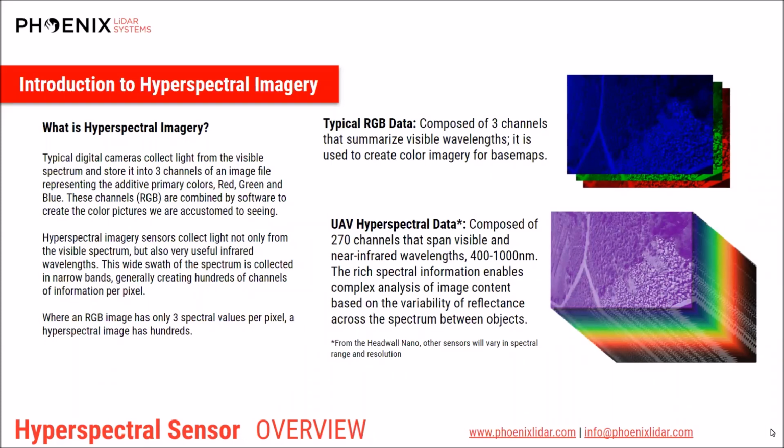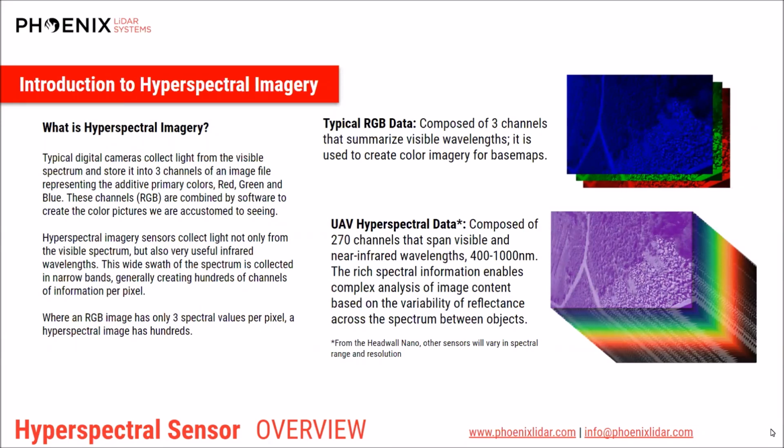Hyperspec, on the other hand, collects narrow spectral bands, around 5 nanometers each in this case, across a broad region of the spectrum. So instead of just 3 channels that are summarizing red, green, and blue, the spectrum is collected in hundreds of bands, showing much greater spectral detail about the objects being viewed.